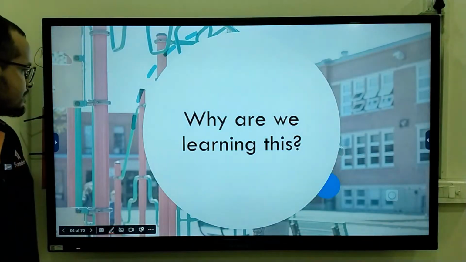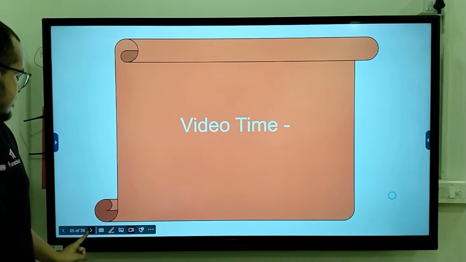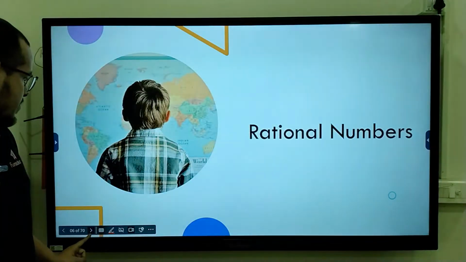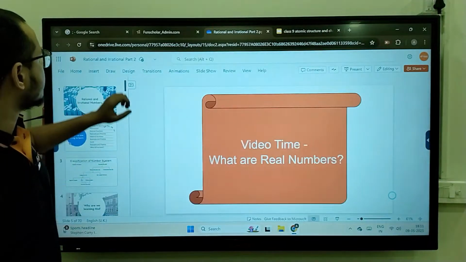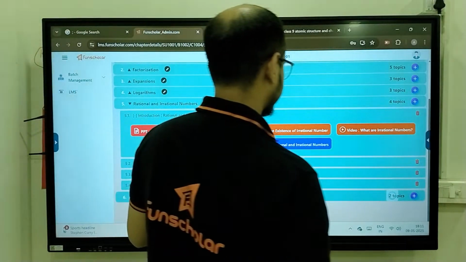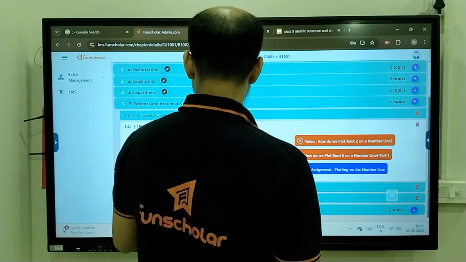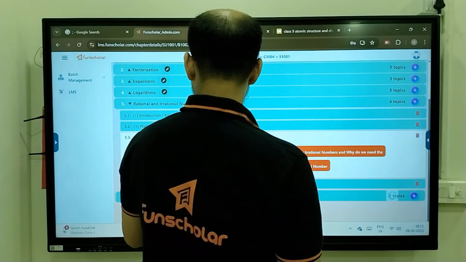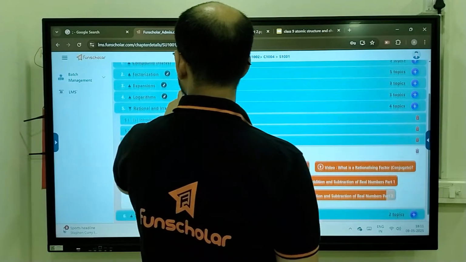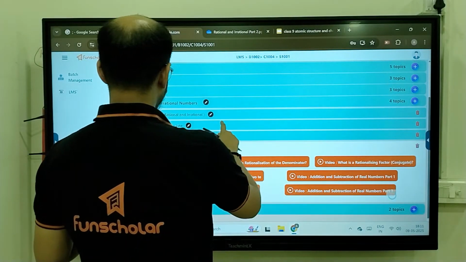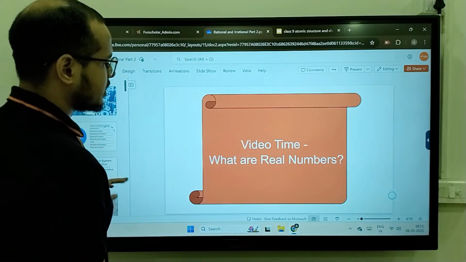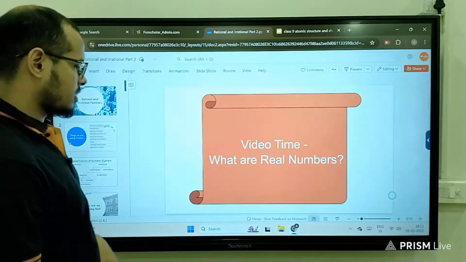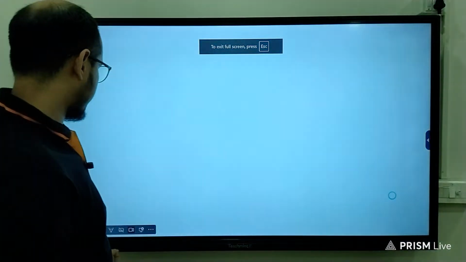Next, why are we learning this? Firstly, the video of what are real numbers. This video is not there in this particular slide, but no problem. We have already covered what real numbers are. Real numbers are numbers that can be plotted on the number line. That's it. Let's not go very deep into this because this concept is already well and truly done.